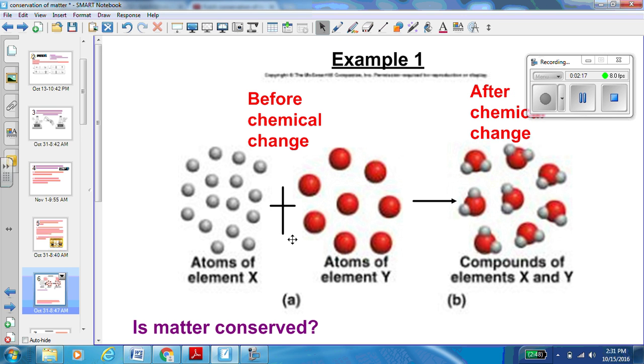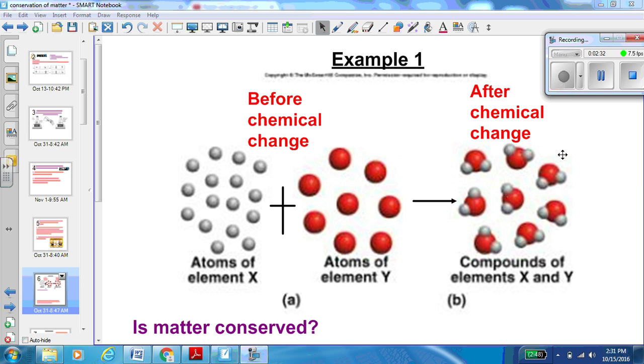And we learned in our previous lessons that when matter goes through chemical changes, new substances can be produced. So these two atoms are going to be combined, and then on the other side of this arrow, we're going to get a new substance. So this is after the chemical change has occurred. What question we're trying to answer here is: is matter being conserved in this particular scenario? Well, in order for me to figure that out, all I've got to do is count the total number of atoms I have before the chemical change occurs, and then the total number of atoms after the chemical change.